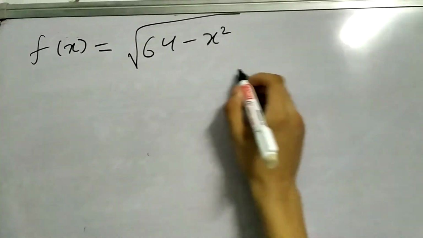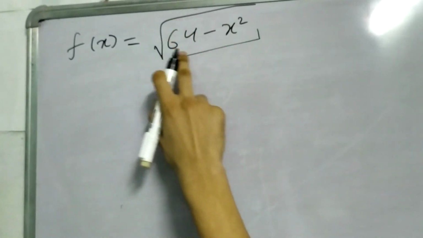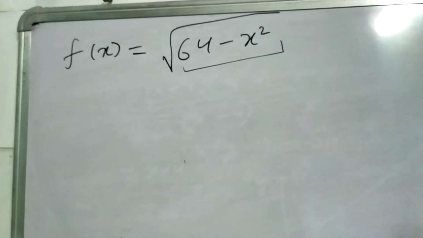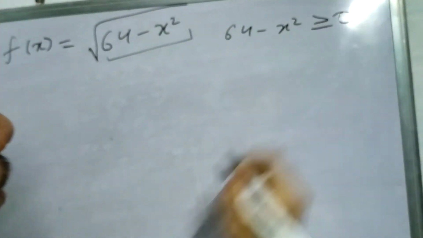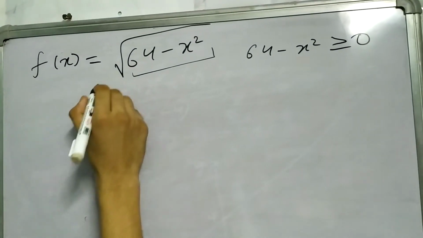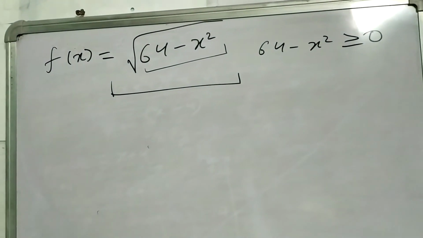A hint that you might want: the root can't take negative inputs, so 64 minus x square should be greater than or equal to 0, and this function as a whole will always give you positive values.